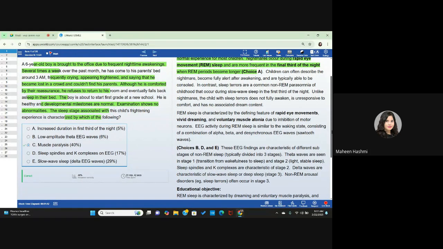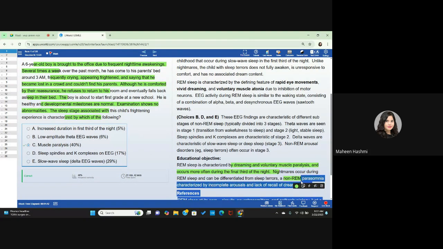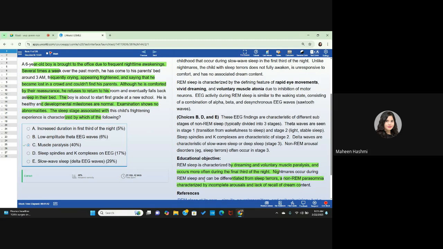So when we talked about the REM sleep, again, it's very important for you to remember the differentiation between REM and non-REM. How many stages are there? There are 3 stages. Be familiarized with that. REM sleep has voluntary muscle paralysis, as she mentioned, and it occurs during the final stages of the night. Nightmares are a common occurrence within the REM sleep, whereas in non-REM, you do not have voluntary muscle paralysis, and it can be differentiated on the basis of sleep terrors. Sleep terrors usually occur in non-REM, and nightmares occur within the REM.